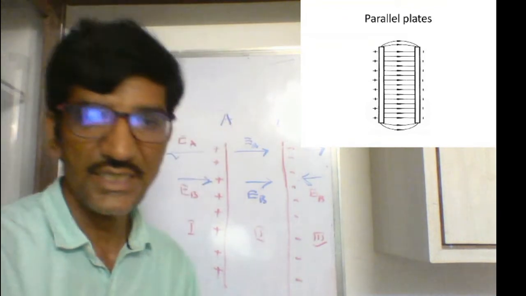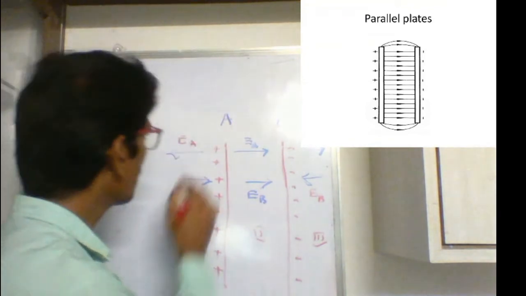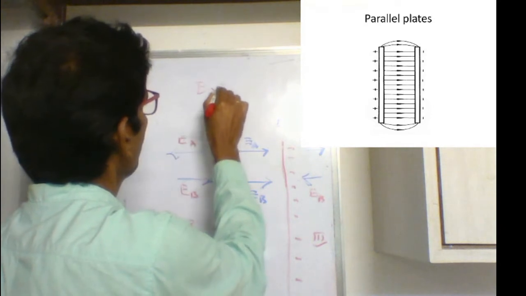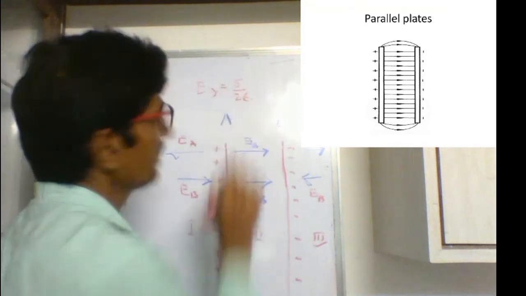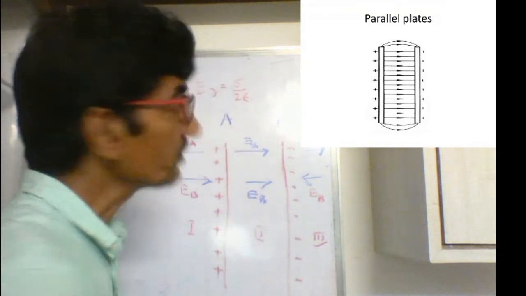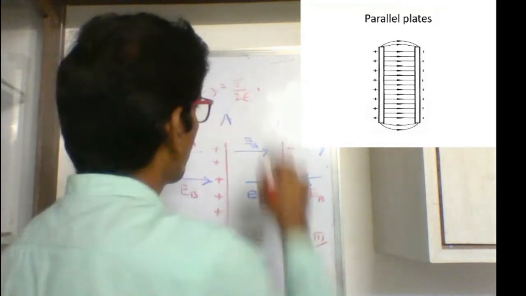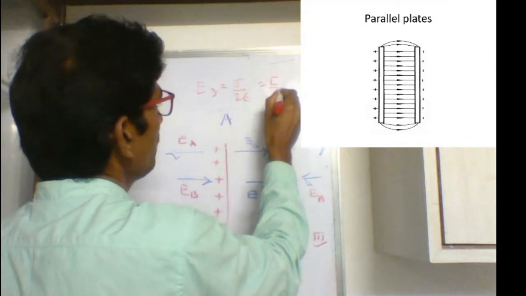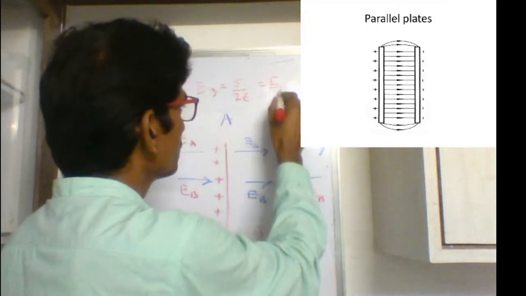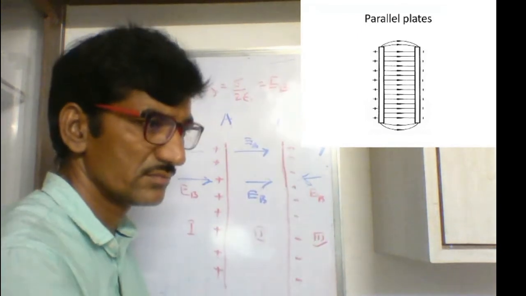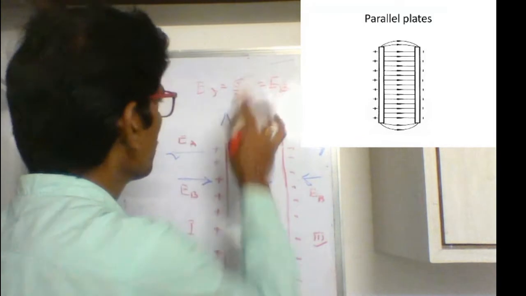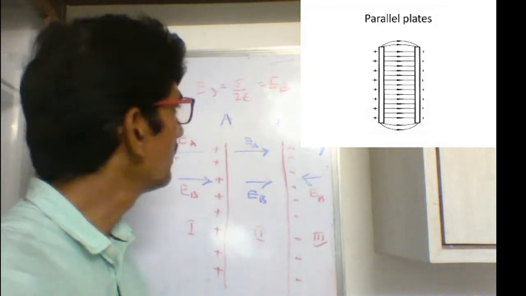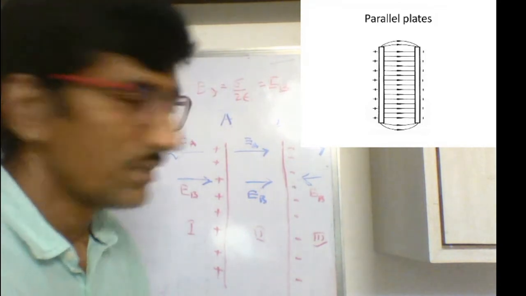Now what is EA, what is EB? Both are the same. You know that this we already evaluated, sigma by 2 epsilon naught, as EB also. I am talking about the magnitude. EA is equal to EB. So EA and EB are the same in magnitude. That magnitude value is sigma by 2 epsilon naught.